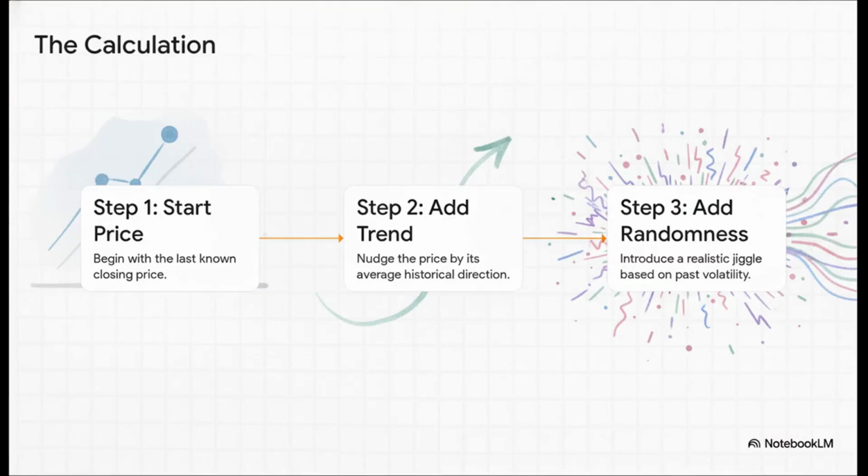So the logic here is just 3 easy steps. First, we need a starting point, right? So we grab the stock's most recent price. Next, we give it a little push in the direction it usually moves. That's our trend. But we all know the market isn't that smooth. So for the final and most important step, we add a dose of reality, a random jiggle based on how jumpy that stock has been in the past. You just repeat that process and you've mapped out one of thousands of possible futures.